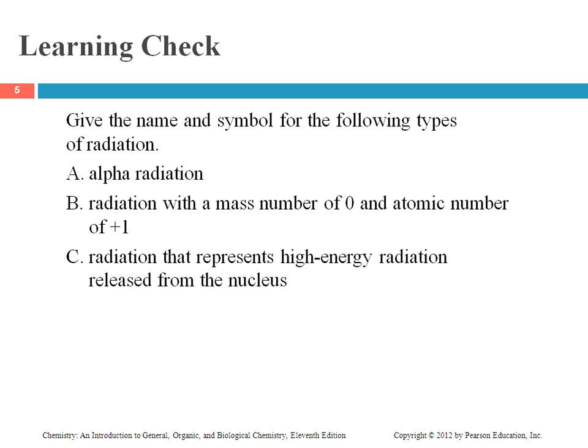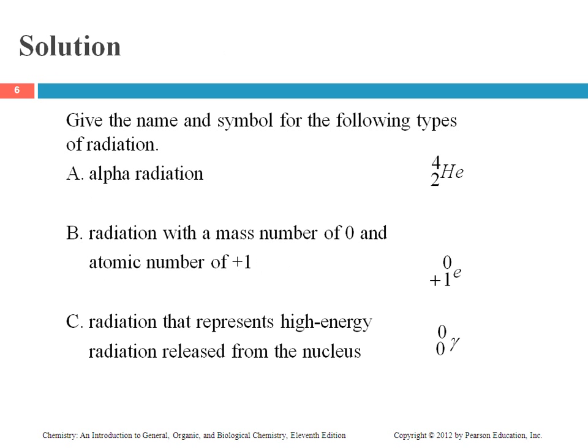So alpha radiation, we'll go ahead and go to the solutions here. You can pause if you want to try to do them yourself. But we can look at the name and the symbol. So alpha radiation, we know that we could also use the symbol alpha. Okay. Radiation with a mass number of 0 and an atomic number of +1. So this is going to be the positron.